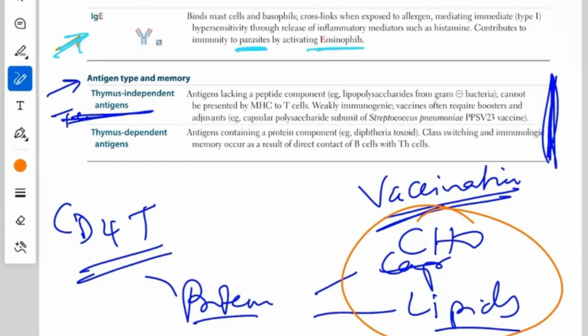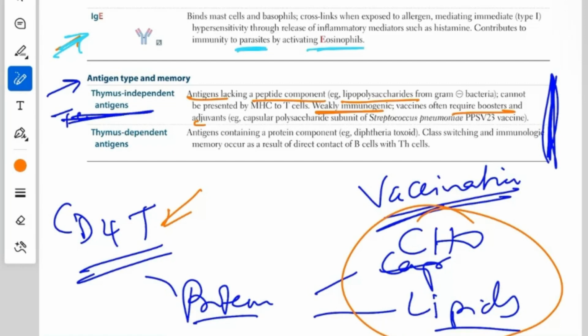An example of that is antigens that lack a polypeptide component, like lipopolysaccharide, LPS from gram-negative bacteria. It can't be presented to T cells because T cells don't see anything other than protein antigens. Any vaccine that contains antigens that are not of peptide nature will not stimulate the CD4 T cells. So those will only stimulate B cells to produce immunoglobulins, and those are weakly immunogenic. So those are the types of vaccines that require boosters. So you give them now, you come back in a few months to give them again, right?